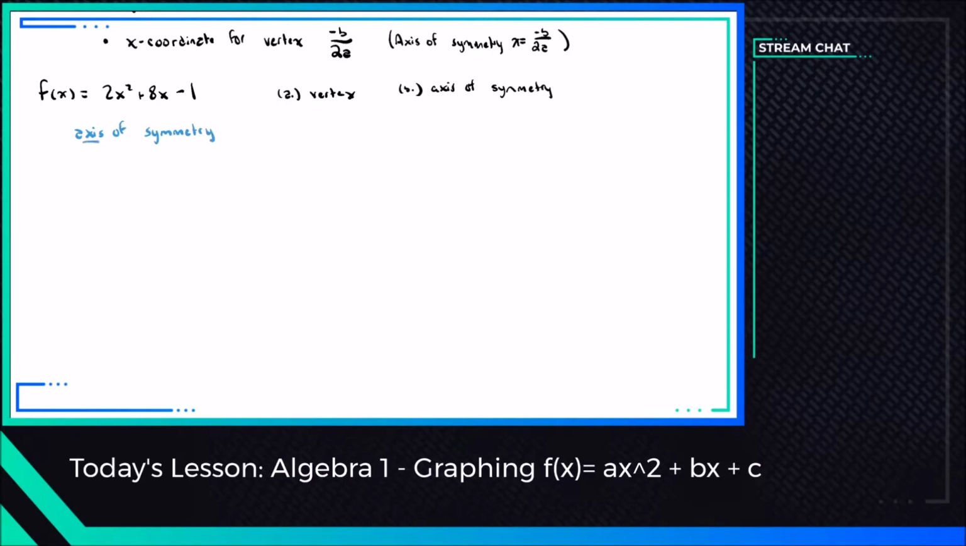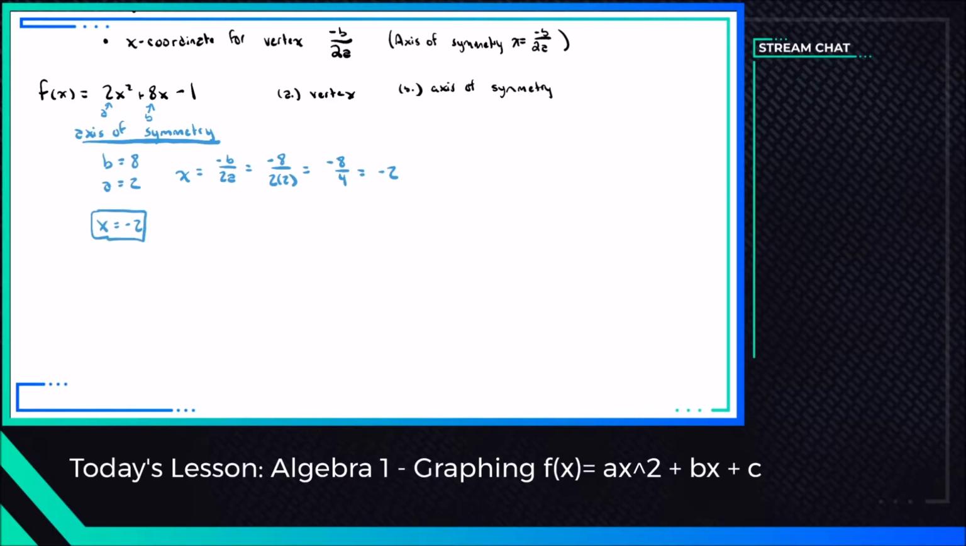For that, we just need to identify b and a. In this equation, b is equal to the number 8. It's with our singular x. And a is with our x squared, which is equal to 2. So x is equal to the opposite of b over 2a, which is negative 8 over 2 times 2, equal to negative 8 over 4, or negative 2. So our axis of symmetry is x equals negative 2.